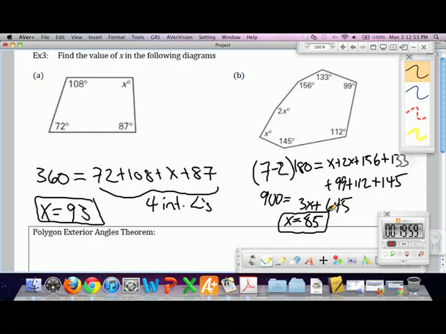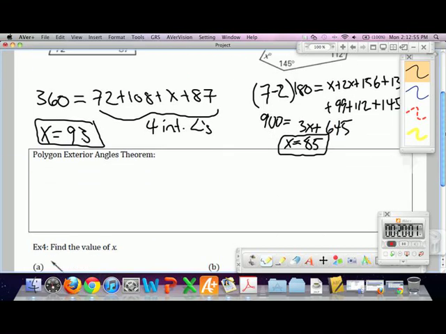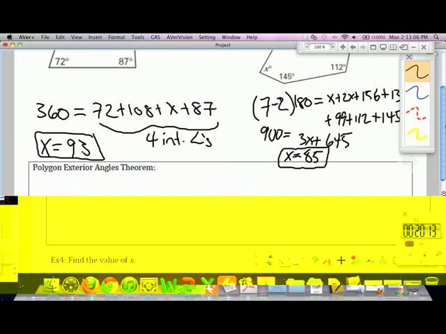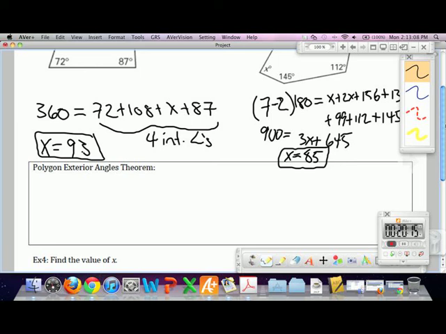So those are interior angles. The interior angles of a polygon vary with the number of sides. More sides, a larger sum of the angles. Okay. What would you expect the sum of the angles to do? This might be like a higher order thing here.